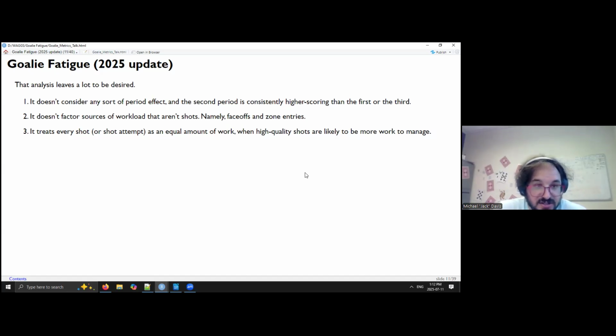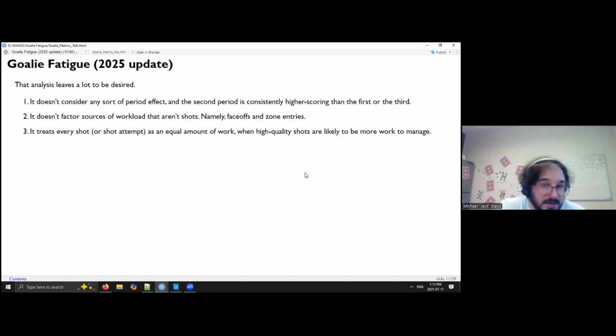It also doesn't factor other sources of workload that aren't shots or even shot attempts, so face-offs and zone entries. During these times when players are passing around to each other, the goalie still has to stay alert. And yeah, so we could think about offensive zone time as well. It also treats every shot or shot attempt as an equal amount of work. And it's that last one that I want to address now.